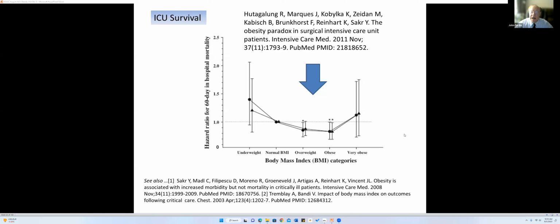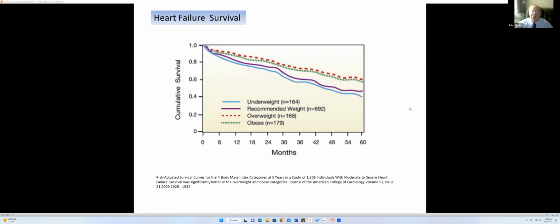So this is a bit of an unexpected finding, and this is called the obesity paradox. In the case of patients with heart failure, you can see the cumulative survival. The underweight and recommended weight patients have less well survival than the overweight and obese patients. Again, a paradox that is not fully explained, but maybe because there's a lot of patients with COPD in the underweight and recommended weight categories. So we'll see that in a minute.